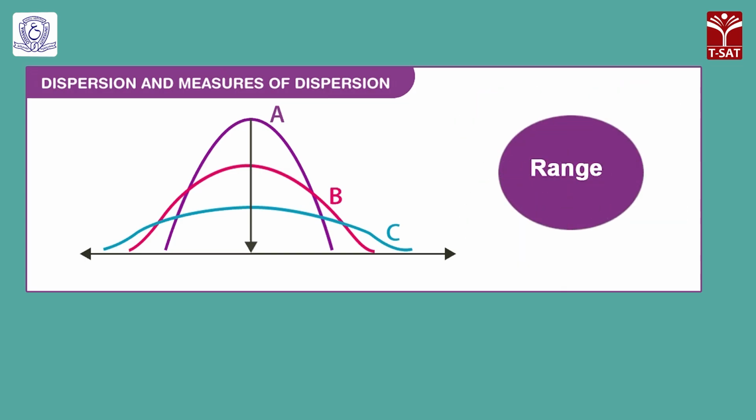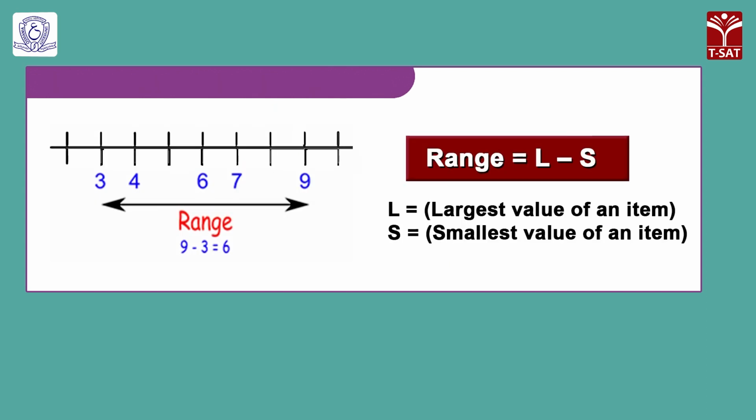First one, range. Range is the simplest possible measure of dispersion. It is defined as the difference between the extreme items of a series. It is represented as Range = L minus S, where L stands for the largest value of an item and S stands for the smallest value of an item.